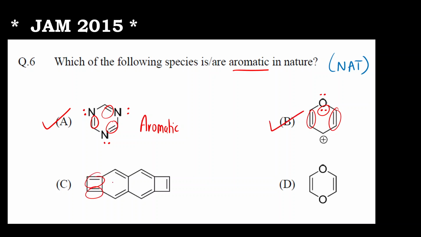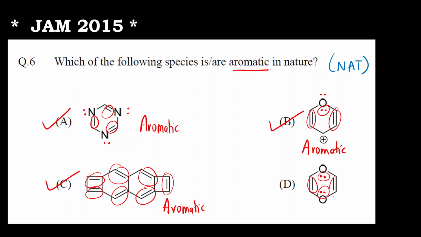C option 1, 2, 3, 4, 5, 6, 7. Odd number of double bond. This is also aromatic. Okay, B is also aromatic. C is also aromatic. Last option. Here both the lone pairs of oxygen will be involved in resonance. 1, 2, 3, 4. So even numbers. So it will be anti-aromatic. Question, it is asked which are aromatic. So the correct answers are A, B, C.